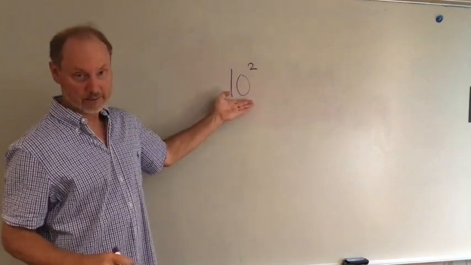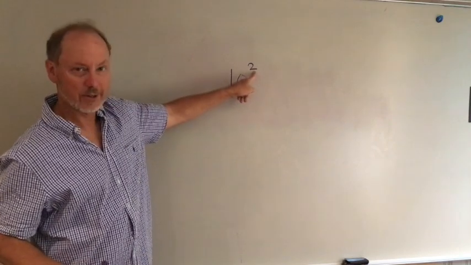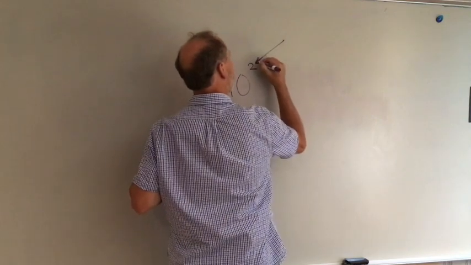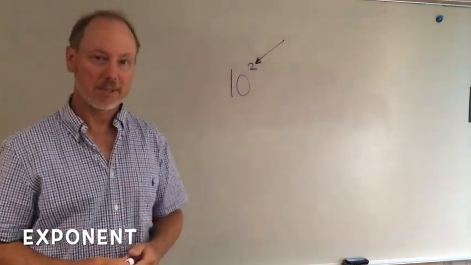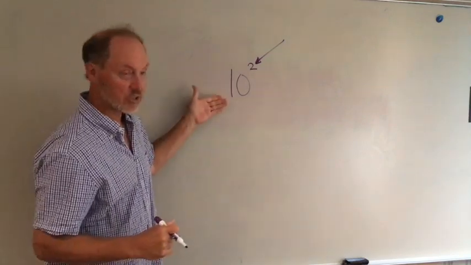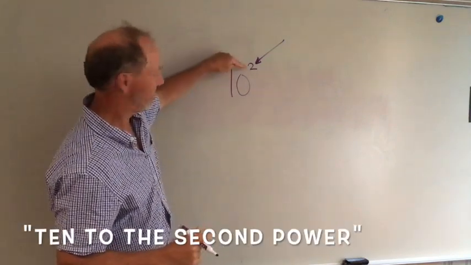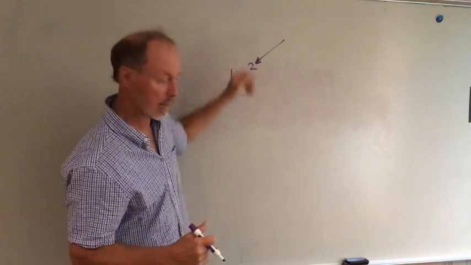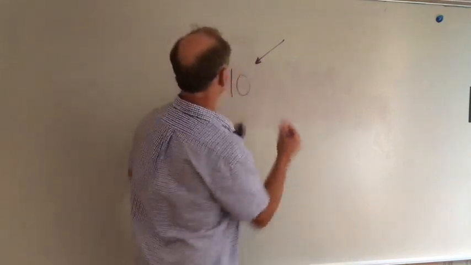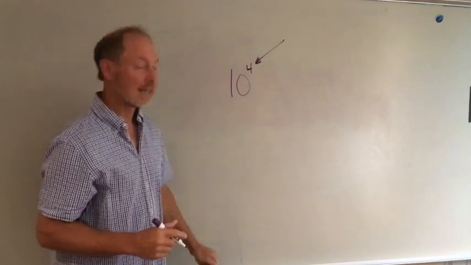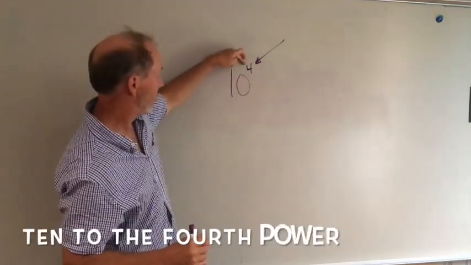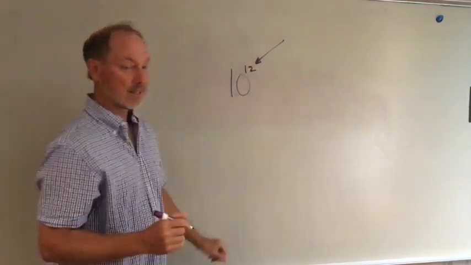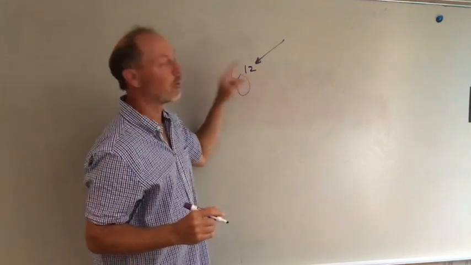This is the number 10. But you'll notice there's a little 2 there. That 2 right there is the exponent. This number says 10 to the second power. We always say exponent numbers as to the whatever power. If this said 10 to the 4th, this would read 10 to the 4th power. If this said 10 to the 12th, this would say 10 to the 12th power.